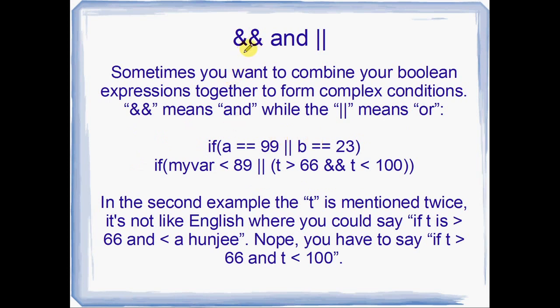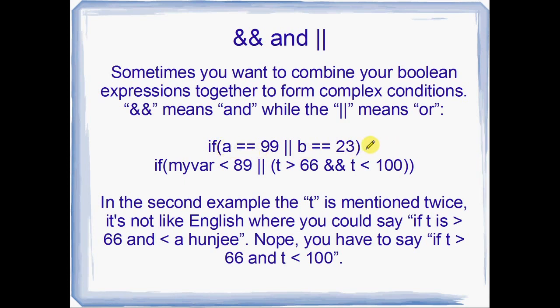Okay, so this is where things get interesting again. Programming's full of interesting things. The double ampersand and the double pipe mean and and or, respectively. These are used to combine together conditions, or Boolean expressions, to form more complex conditions. So for example, we can say if A double equals 99 or, the two pipes, B double equals 23.